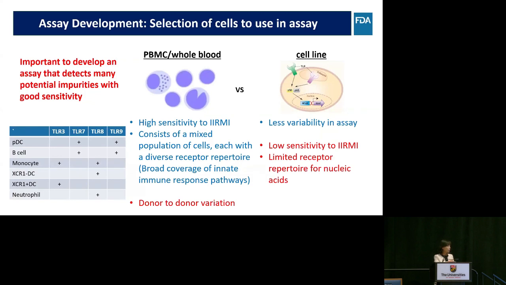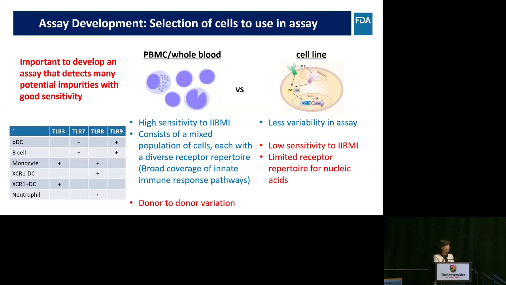In the PBMC, you can find a lot of literature saying that PBMC is more sensitive to RMI compared to the cell lines. And this is a mixture of different populations of cells, and each population has diverse receptor repertoires. So it can cover a broad range of innate immune responses. You can see, for example, different cell types express different TLRs, so it can capture a broad range of impurities. Either frozen or fresh PBMCs are fine as long as the assay is sensitive.